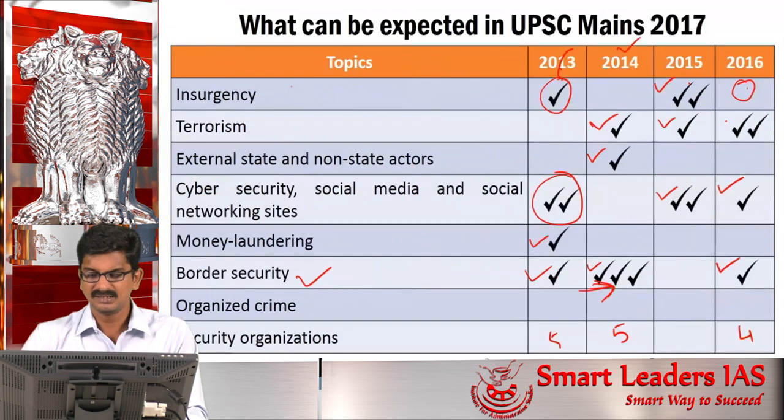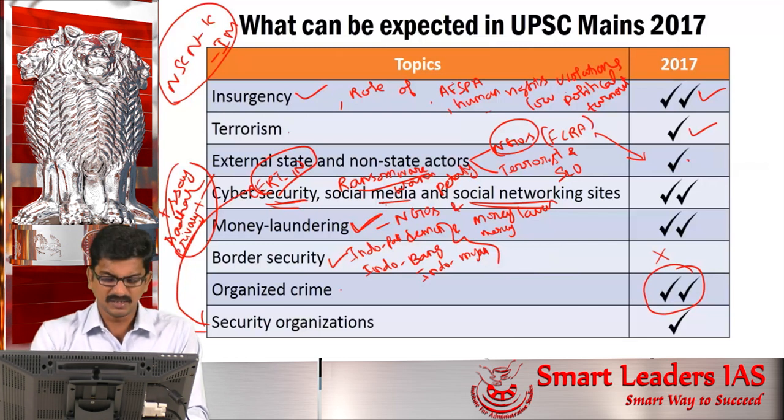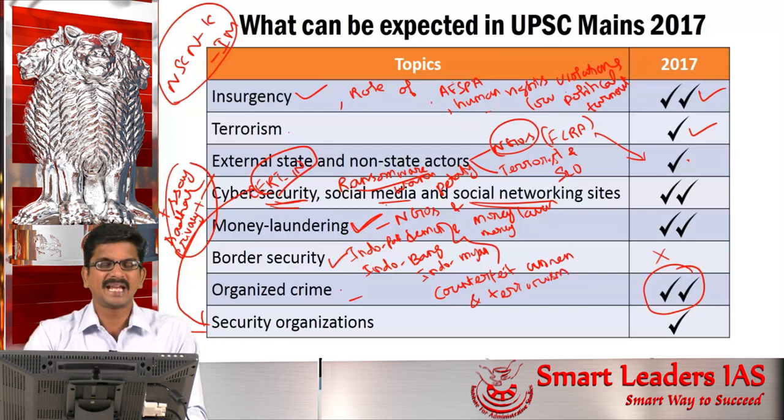Organized crime. There was no question on this area, and because of this fact, I presume that we can most highly expect a question on organized crime, most particularly with counterfeit currency. The role of organized crime in counterfeit currency and terrorism are the important dimensions that we need to look at.